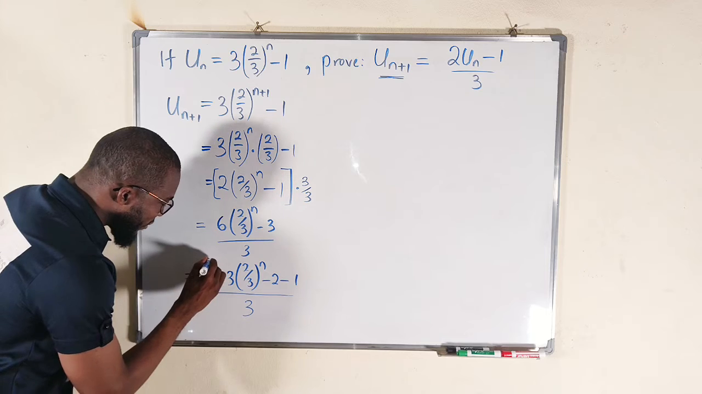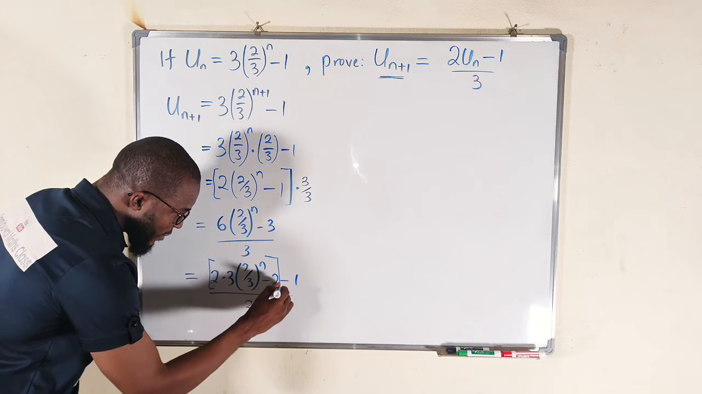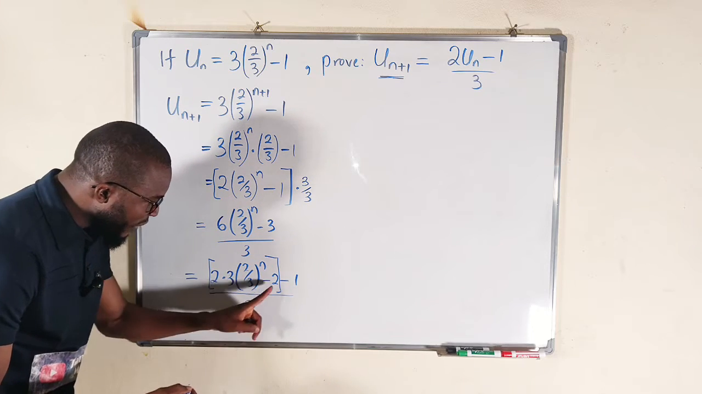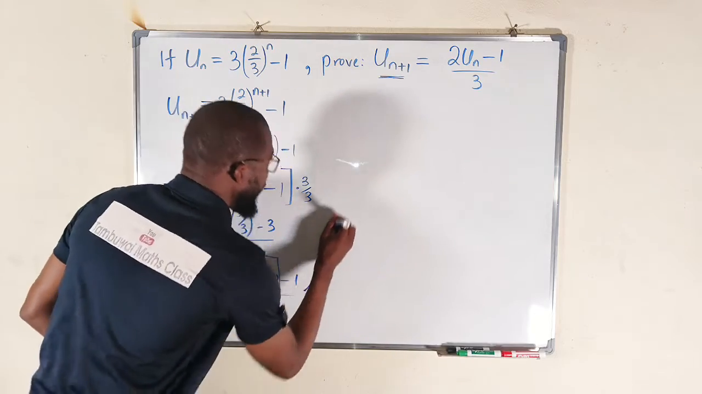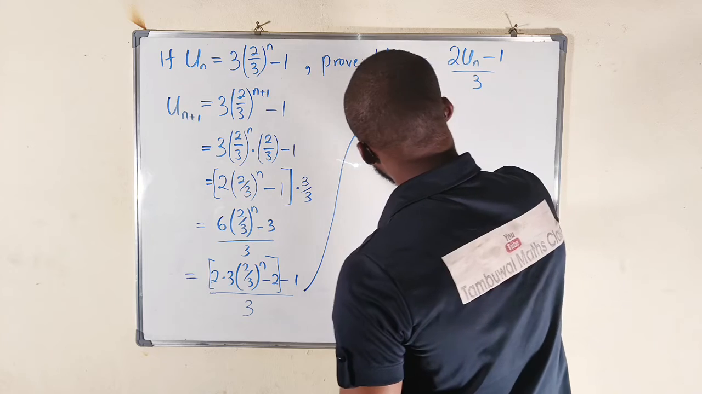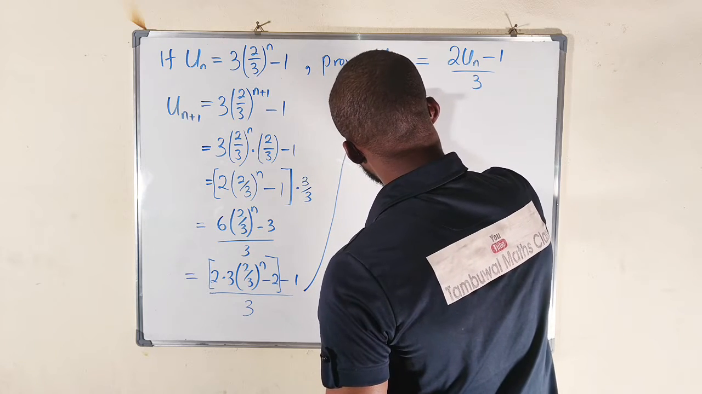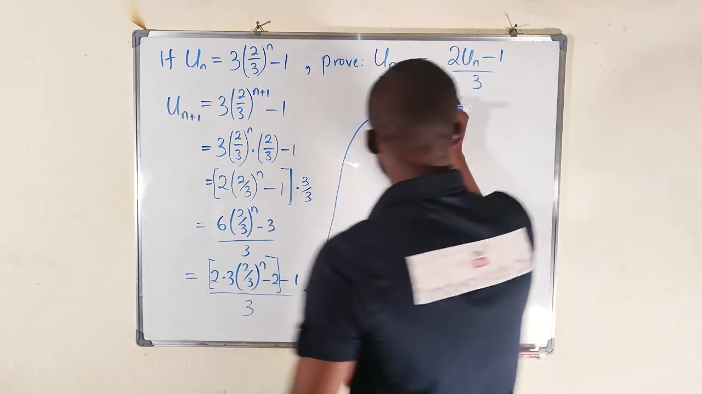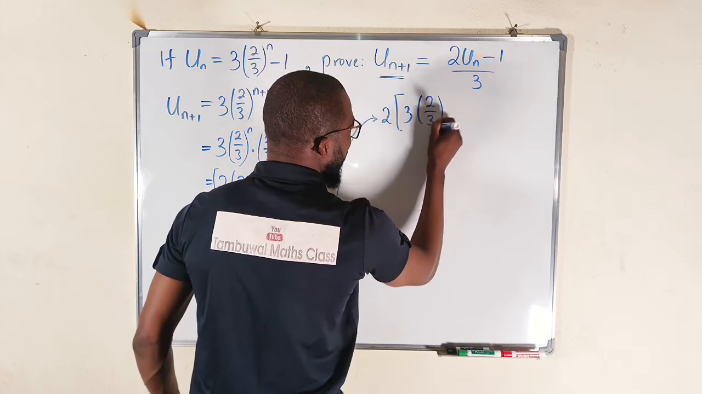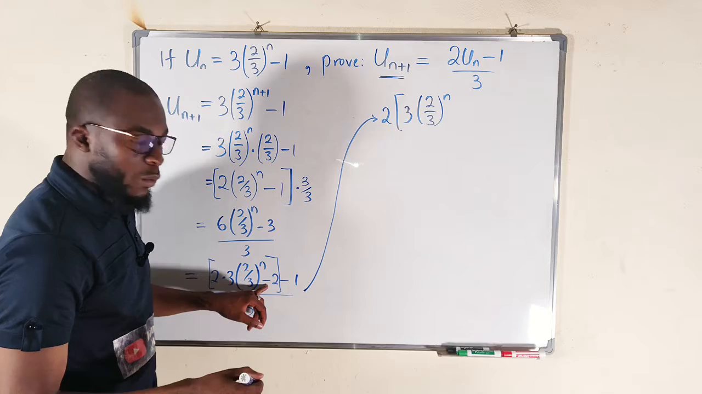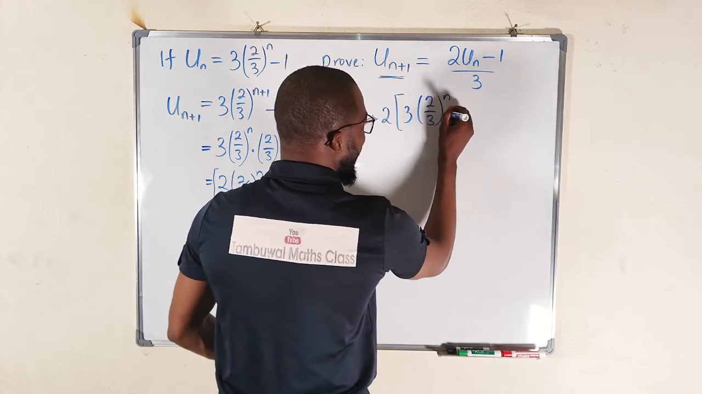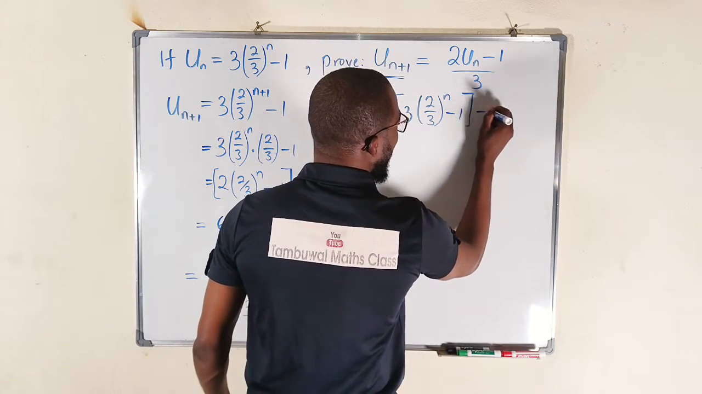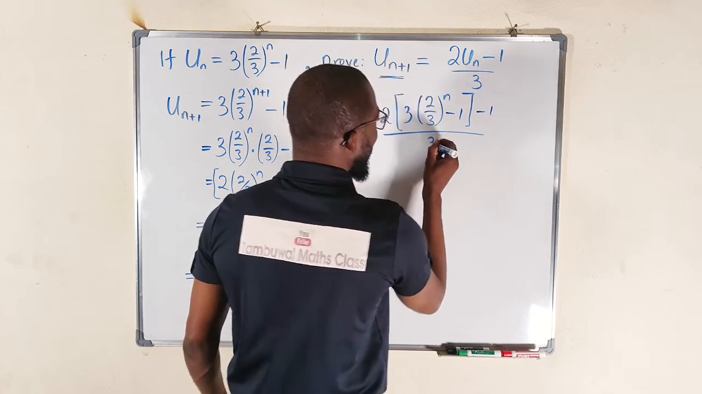So I would like to group this, because they have something in common. They have 2 in common, so I can factor it out. Inside we're going to have 3 multiplied by (2/3) to the power of n minus 1, which is this one. Then here we have minus 2, but 2 is already out, so we still have minus 1, but we have another minus 1 right here. The whole of this divided by 3.